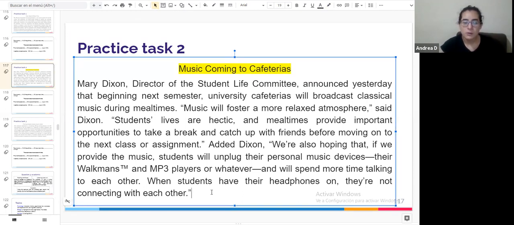So will anybody want to read this? Can anyone read this text?